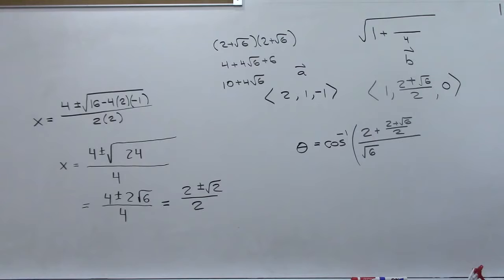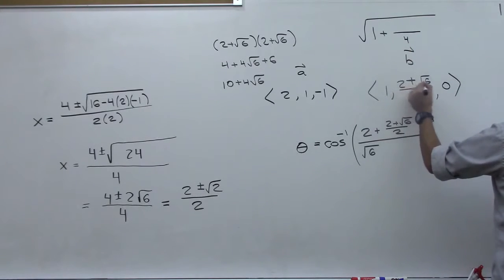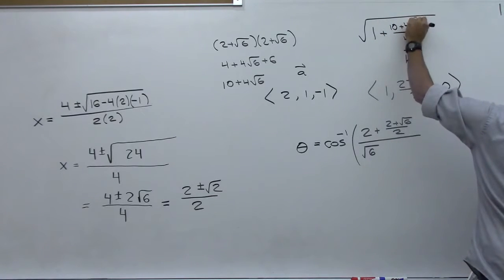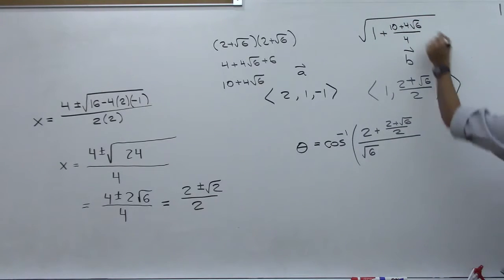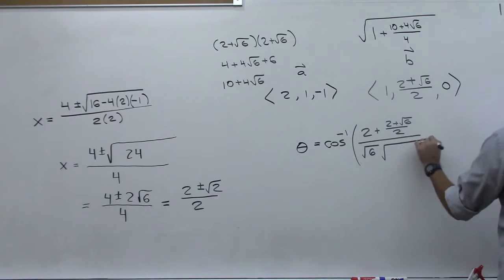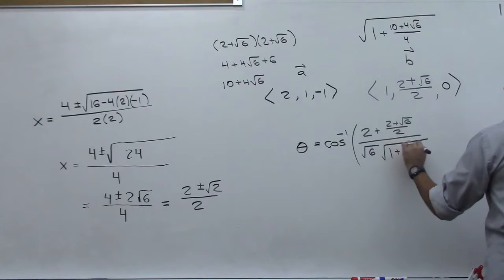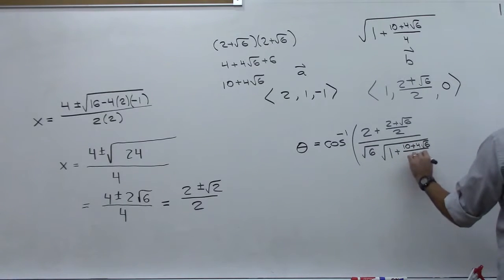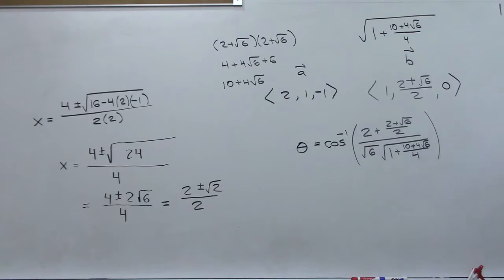So we could put that in there. That's going to be just the top. So this is 10 plus 4 root 6, and then plus this one squared, which is 0. So this is kind of an ugly number here. 1 plus 10 plus 4 root 6 over 4. And so I need to get my calculator out, and I need to do that. Am I going to do it? Do I feel like doing it?